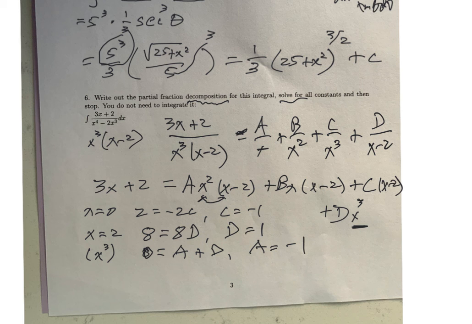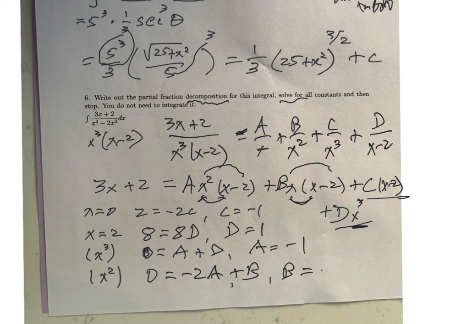Finally, for B, we can pick on squares or first power. Let's pick on squares. I have none on the left. I get minus 2A of them out of the first term, right? X squared times minus 2 times A. And of course, we know the value of A. And then I get B of them out of here. No squares out of this term or the last one. And we know that A is minus 1, so we get 2 plus B equals 0, so B equals negative 2.